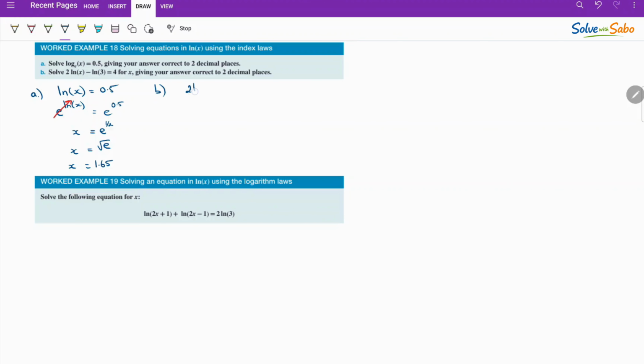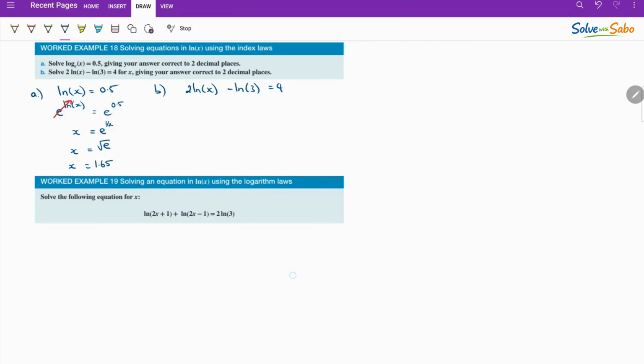Alright, part B. Now we're going to solve 2 ln x minus ln 3 equals 4. And we're going to work out what x is. Now, these are both ln, which means log base e. And just like before when we looked at index laws, if I was doing something like x squared times x to the 3, it would be x to the 5, because they both have the same base. So we can do that.